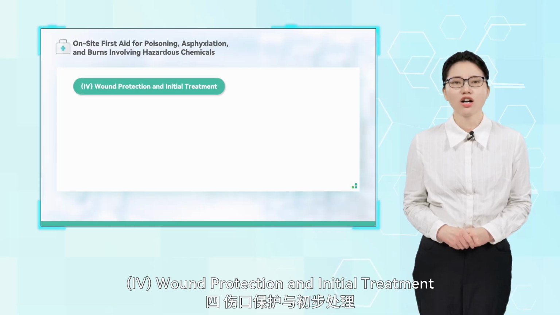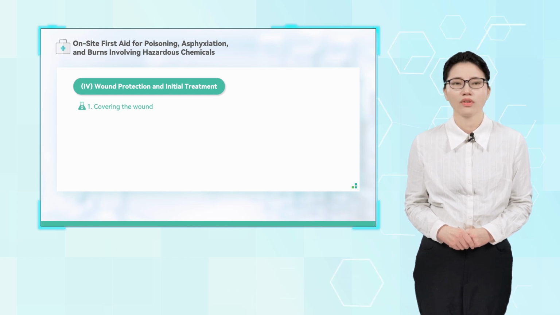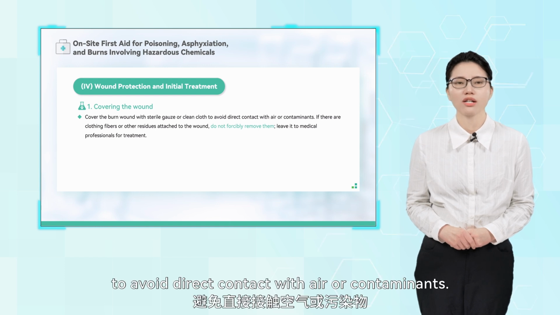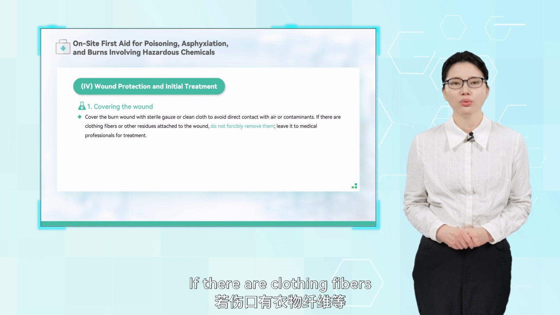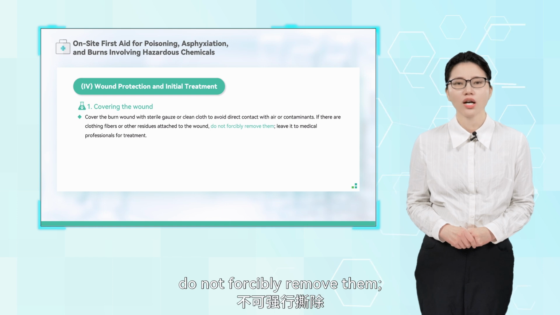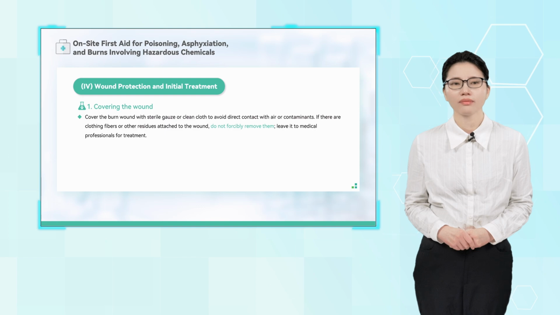4. Wound protection and initial treatment. 1. Covering the wound. Cover the burn wound with sterile gauze or clean cloth to avoid direct contact with air or contaminants. If there are clothing fibers or other residues attached to the wound, do not forcibly remove them. Leave it to medical professionals for treatment.